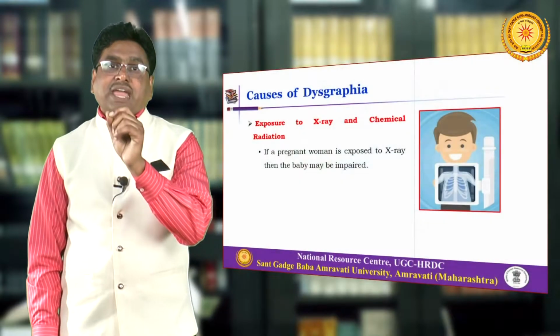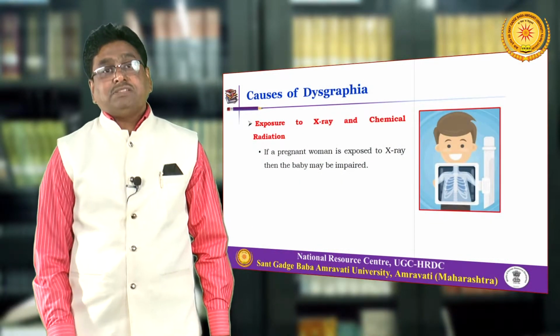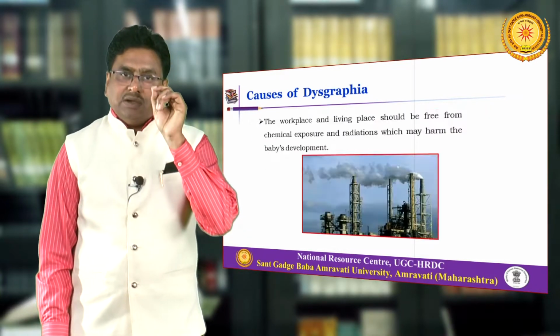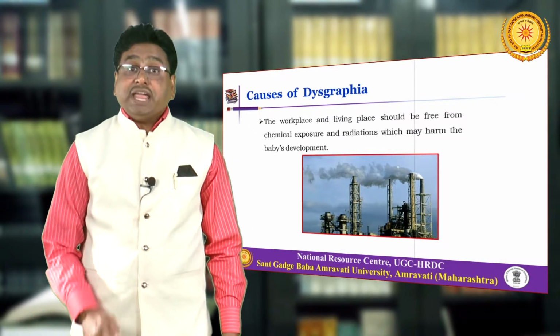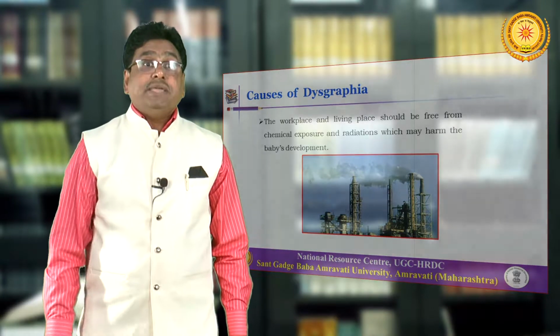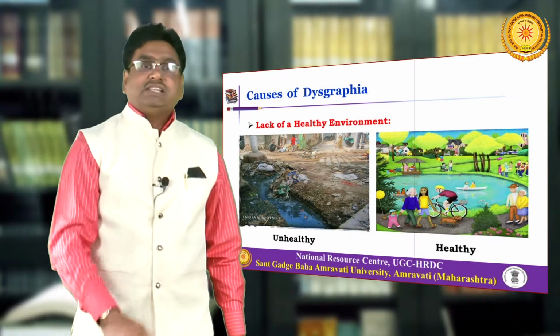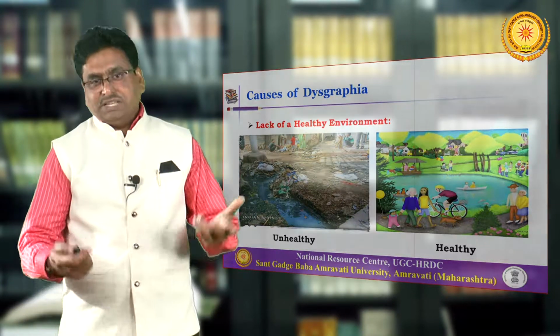The next cause is exposure to X-ray and chemical radiations. If a pregnant woman is exposed to X-ray, then the baby may be impaired, and the workplace and living place should be free from chemical exposure and radiation which may harm the baby's development. And the last common cause is lack of a healthy environment in the family, which may cause dysgraphia in babies. These are the causes of dysgraphia.